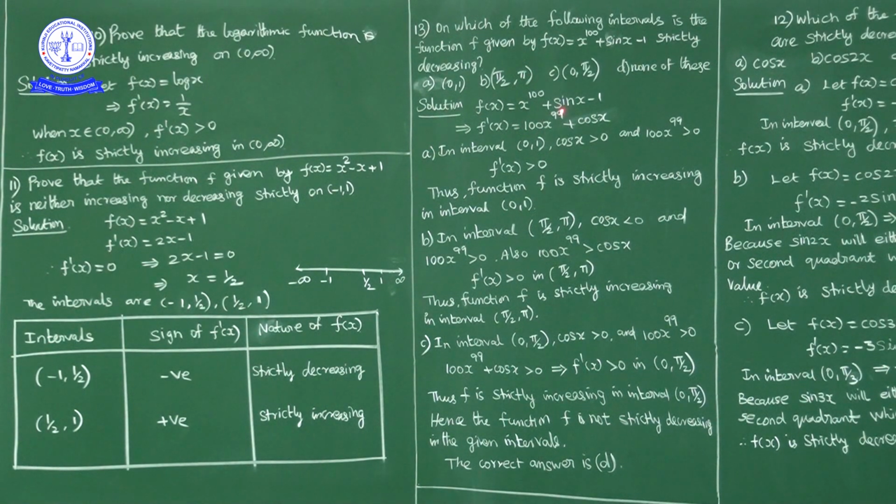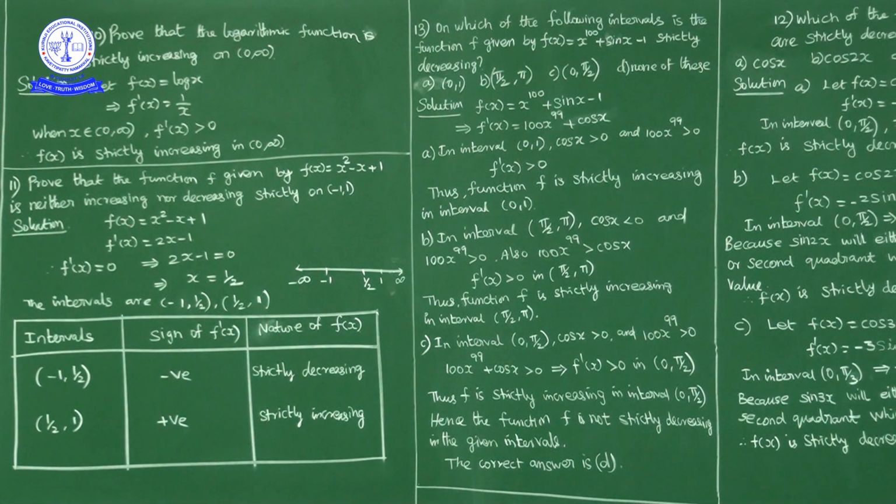100 into x power 99 is positive, and more than 1 also. Now cos x is negative in the interval pi by 2 to pi, since in the second quadrant cos x is negative, but its value lies between -1 to 0. But 100 into x power 99 is way more than 1. So obviously 100 into x power 99 is greater than cos x.